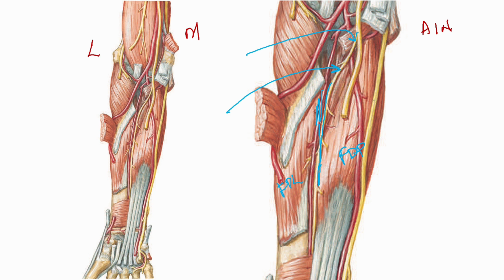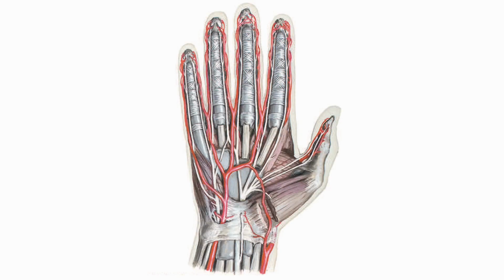Now we have completed the course of median nerve in the forearm. We have already mentioned it enters into the hand by passing deep to the flexor retinaculum. Now we will trace the median nerve in the hand. First, we will try to make an understanding of the important structures of the hand region.